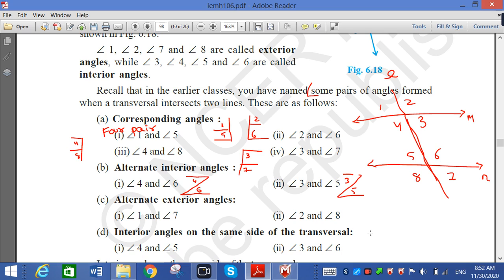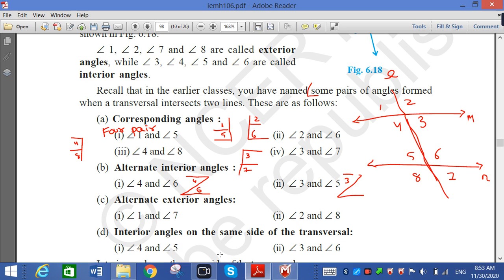And fourth is interior angles on the same side of transversal line. Interior angle. So here we will see C, the alphabetical C. If we do it like this, 4 and 5, that is again interior angle. Here 3 and 6, that is interior angle. So 3 and 6 are interior angle.